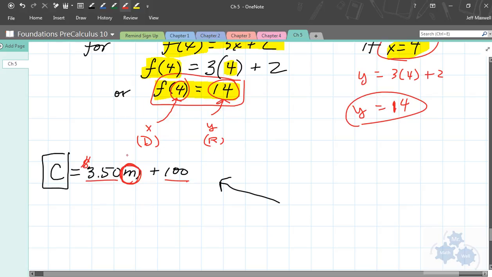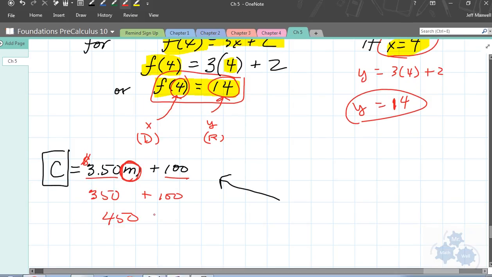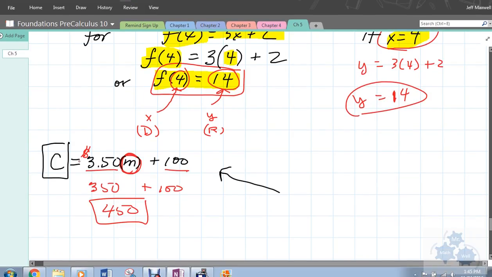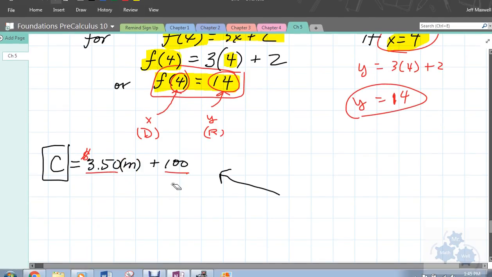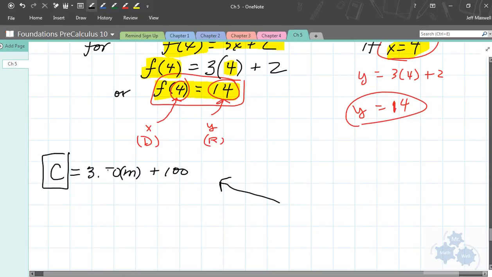what? Well, what would this be? Ooh, 3.50 times 10 is 35. So it's 100 plus 350. That's 450 it would cost. Okay, so you got that? Now, back to my main point, that's how you can take a look at some mathematical statement there and interpret it.